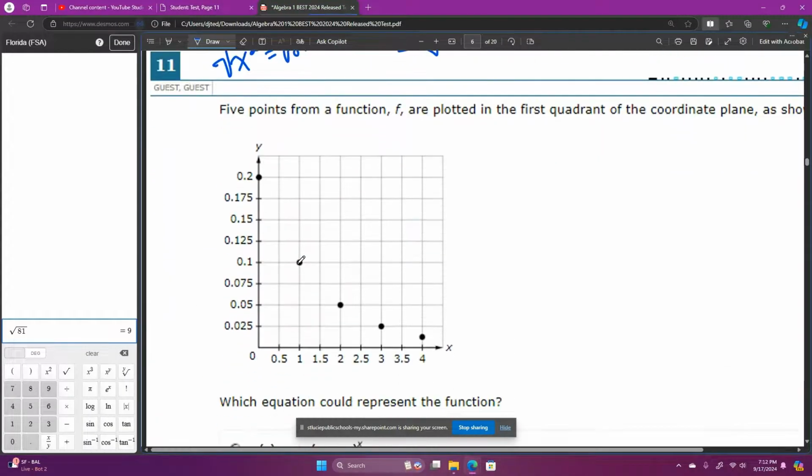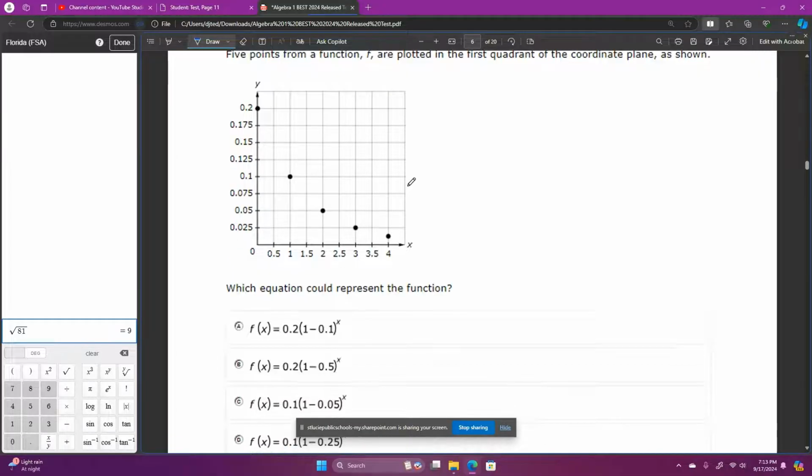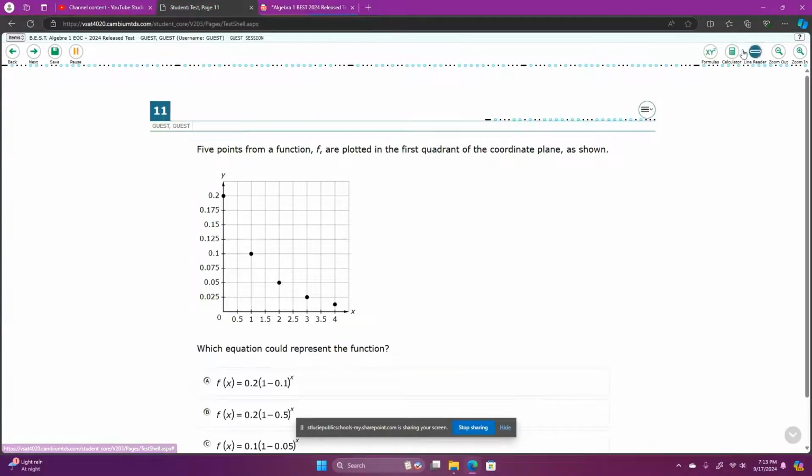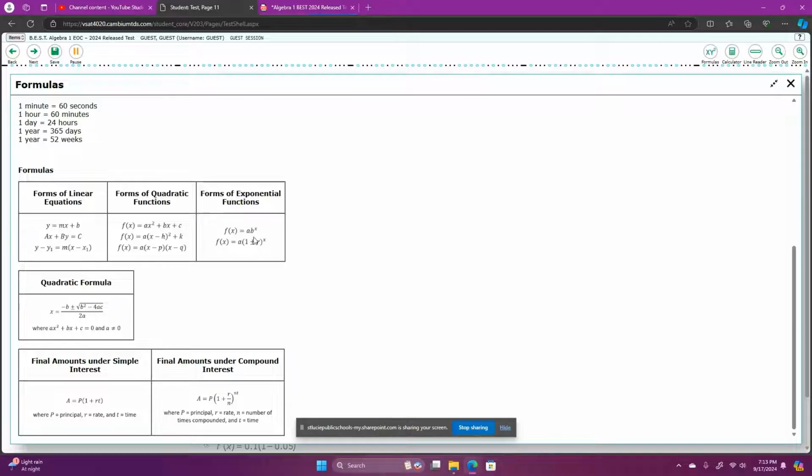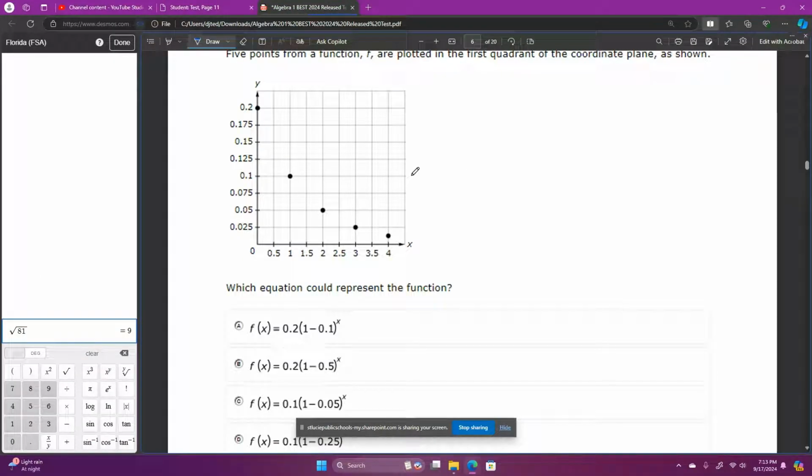And then question number 11 says, 5 points from a function f are plotted in the first quadrant of the coordinate plane as shown. Which equation could represent the function? So when we look here at our answer choices, all of these are in the form of an exponential function. So right here, so we know these are exponential equations. And what do we know about an exponential function?